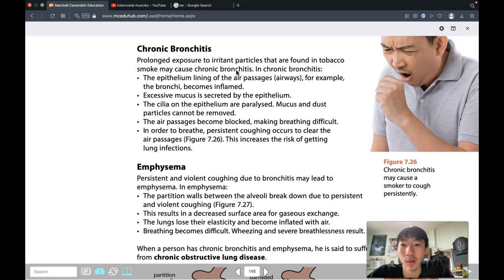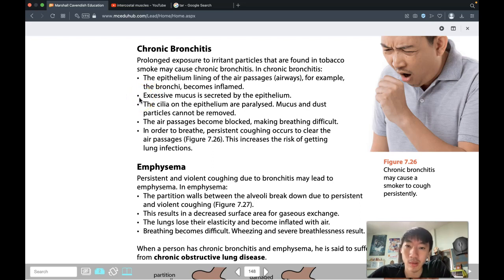Bronchi and bronchioles. Okay, so in chronic bronchitis, the epithelium lining of the air passages, for example the bronchi, becomes inflamed. Inflamed means that there's something happening to the cells, right? So usually they're dying or something, so that's why it's getting inflamed. Okay, not really that there's a fire or something in your body. Inflamed just means there are some bad things happening there.